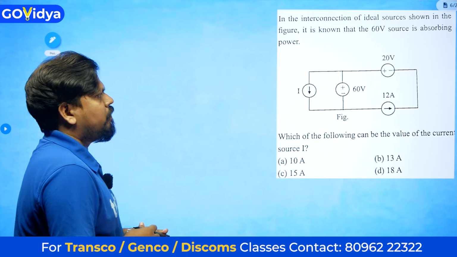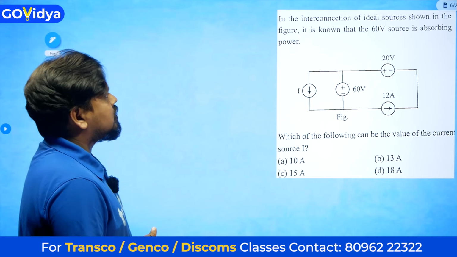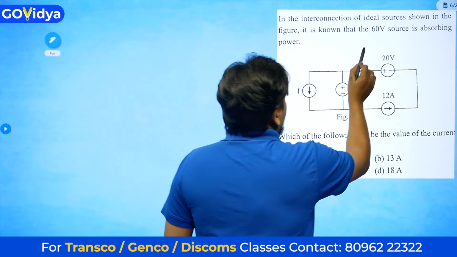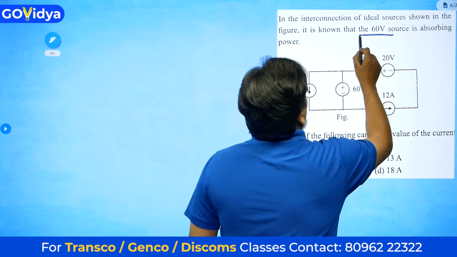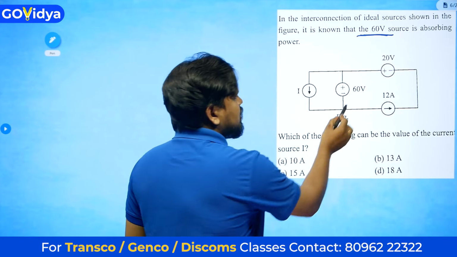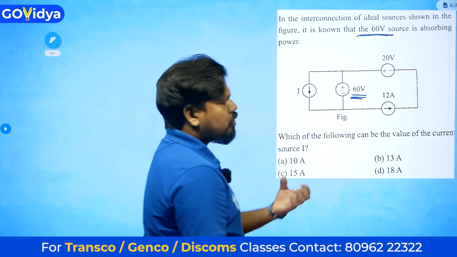Okay, so what can be the value of current source I? What they are asking, so they have mentioned one condition. So know that the 60 volt source is absorbing power. Okay, 60 volt source is absorbing power.